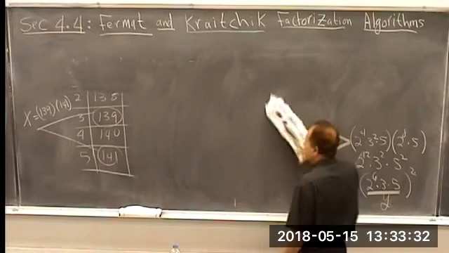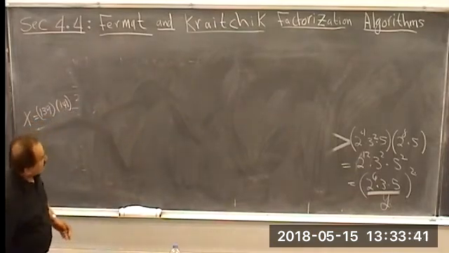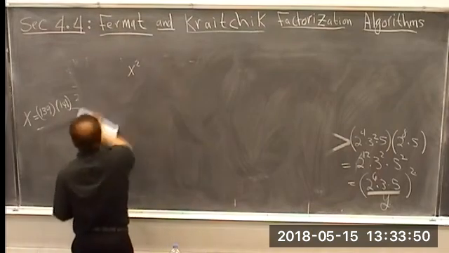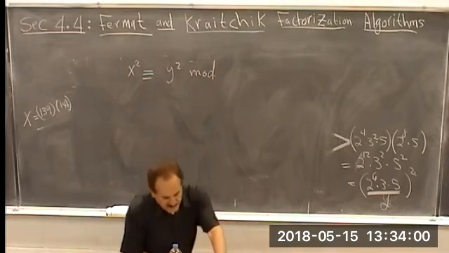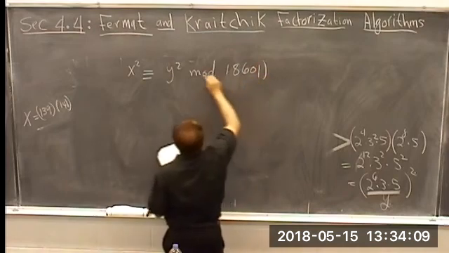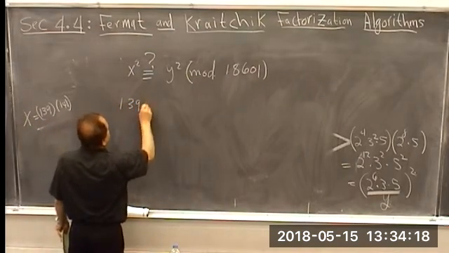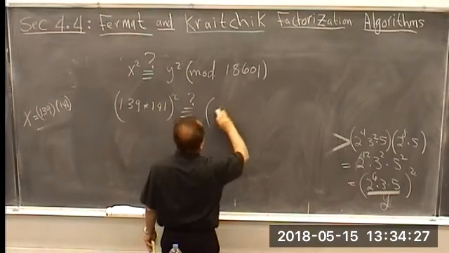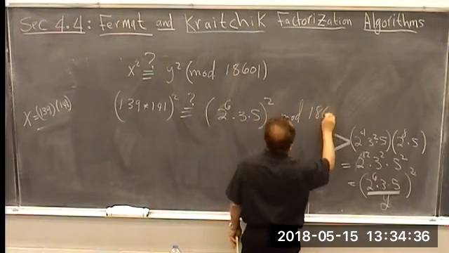We take all this out here, and I'm going to leave just the x and the y. All right, so now I'm saying that x squared is congruent to y squared mod the number, which is 18,601. We're going to check if this is actually the case. So this is 139 times 141 squared. Is this congruent to the y squared, which is 2 to the 6 times 3 times 5 squared, mod 18,601?